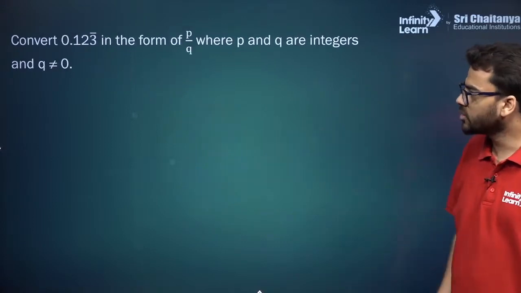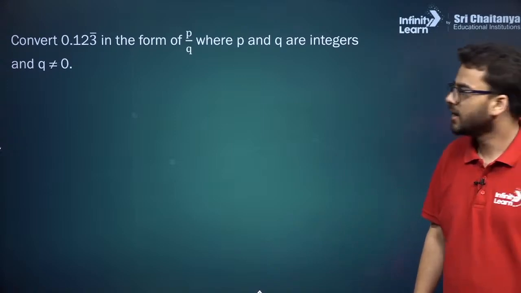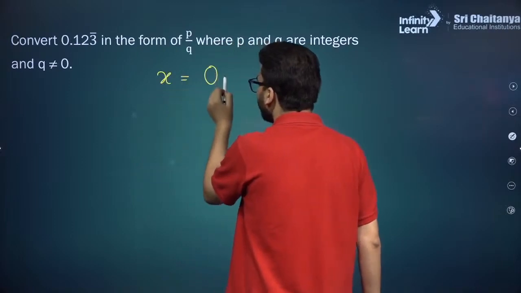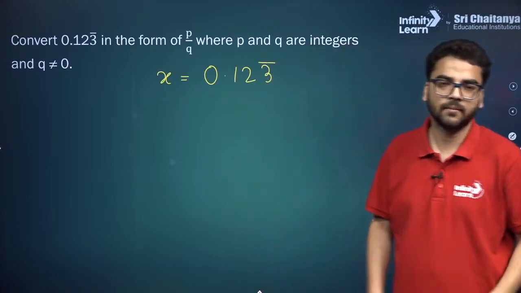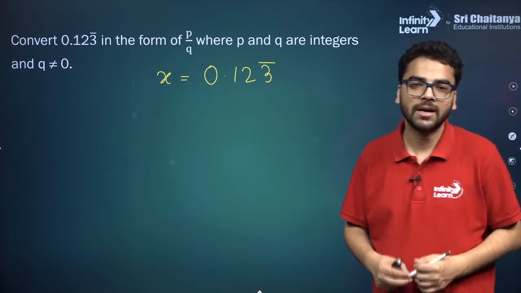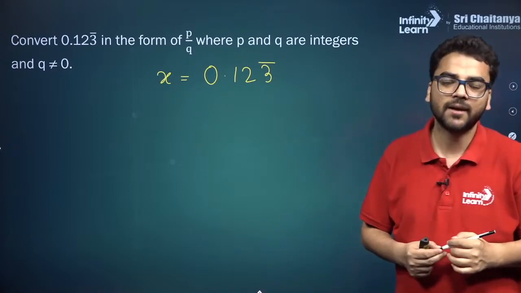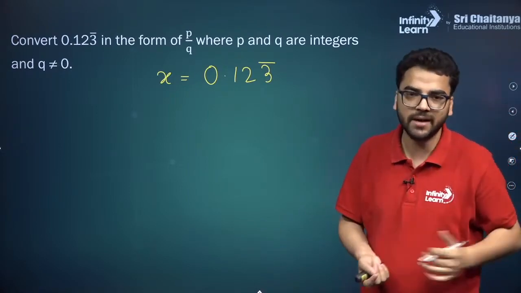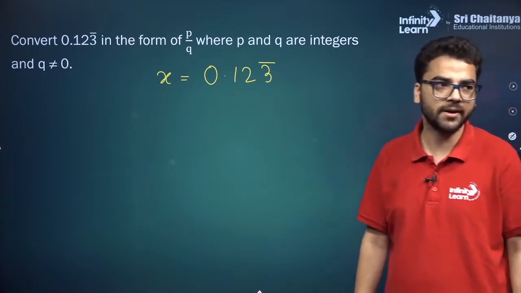Now let's do one more question on the basis of this. Can you convert this thing in the form of p by q, where p and q are integers? This is bar over 3 only. This is equal to 0.12 and bar over 3 is there. So every time the same type of calculation will not help. You have to understand that you have to make the decimal part the same, right? So for that you can use different multipliers. Sometimes you can use 10, sometimes you can use 100, sometimes you can use 1000, something like that. It's all about practice, you'll get it immediately.